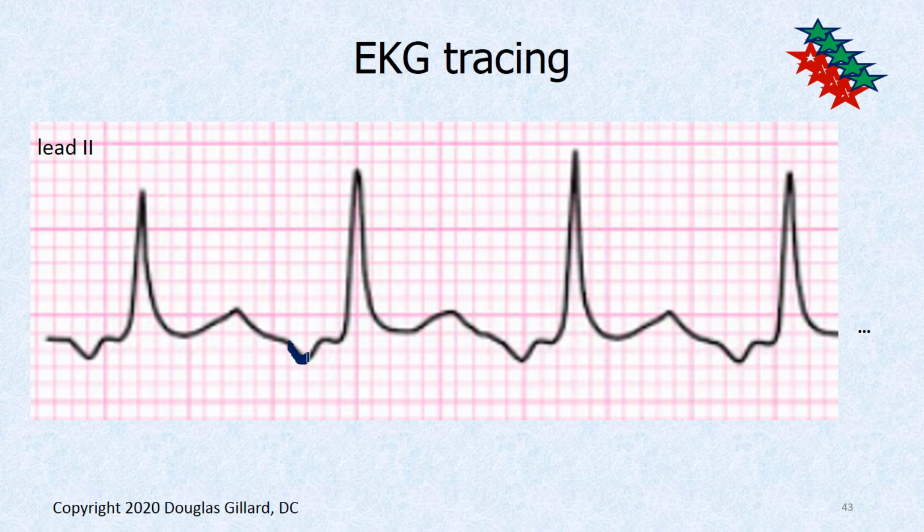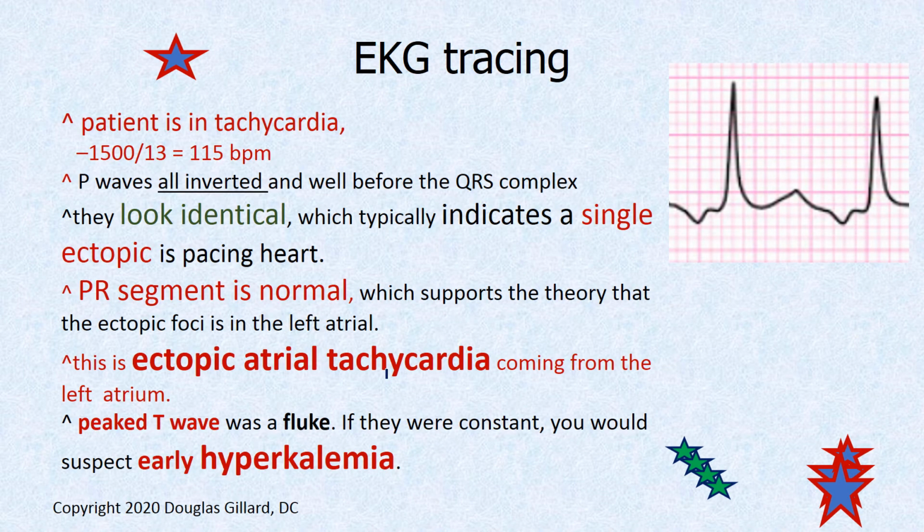What's the matter with the P wave? This is limb lead 2. It's upside down. Okay, great. So now we know it's going to be a junctional tachycardia or an atrial tachycardia coming from the left atria. Now, how do we tell the difference between those two? Well, we ask the question, does it have a PR segment? Sure does. So this is definitely an atrial tachycardia coming from the left atria.